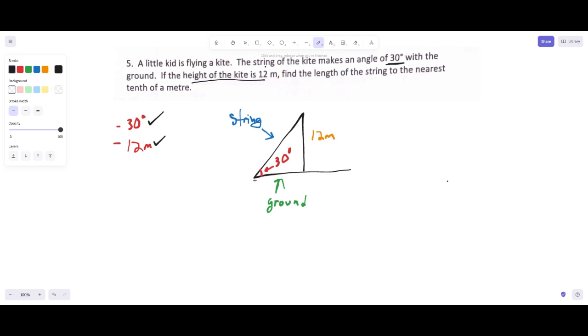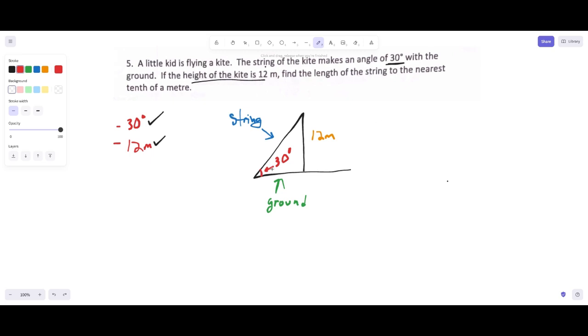Remember, the string of the kite is this, the height is this, and the ground itself is this. So what is the question asking us? It's asking us to find the length, so the measurement of the string itself. So what is the string again? Well, if you haven't guessed already, it would be this portion here, because that's exactly what we said when we were building our diagram. This is why visualizing it by building a diagram like this makes things so much easier.